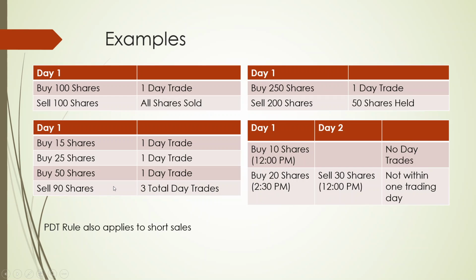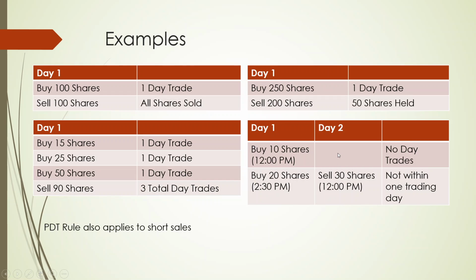Well, that constitutes three total day trades, because you have to remember it is the buying and selling of stocks that constitutes a day trade. So you have three separate buyings and one selling. But that selling applies to all your previous buying times, if you understand what I'm saying. So in total, that's three day trades. You just took one day to use all your day trades. So yeah, you've got to be careful with that.